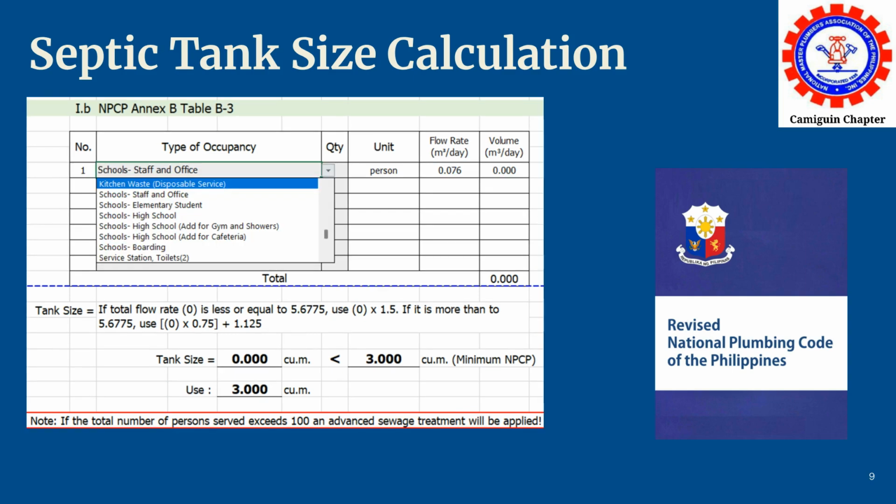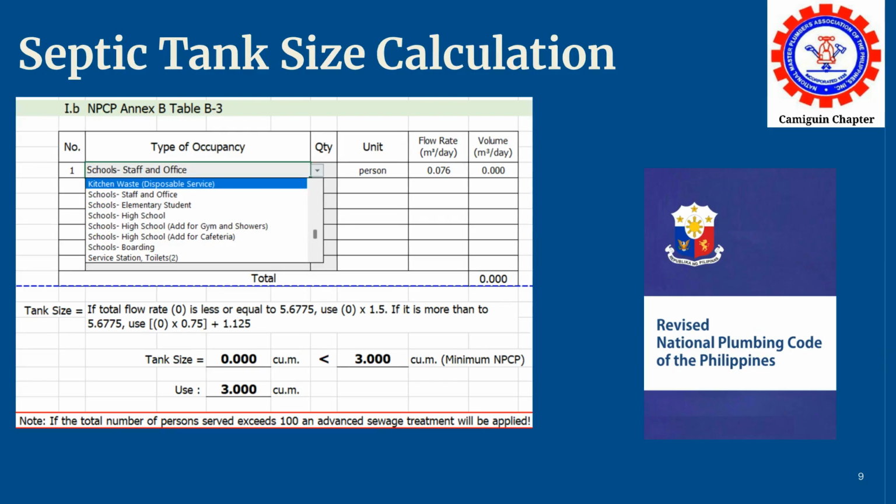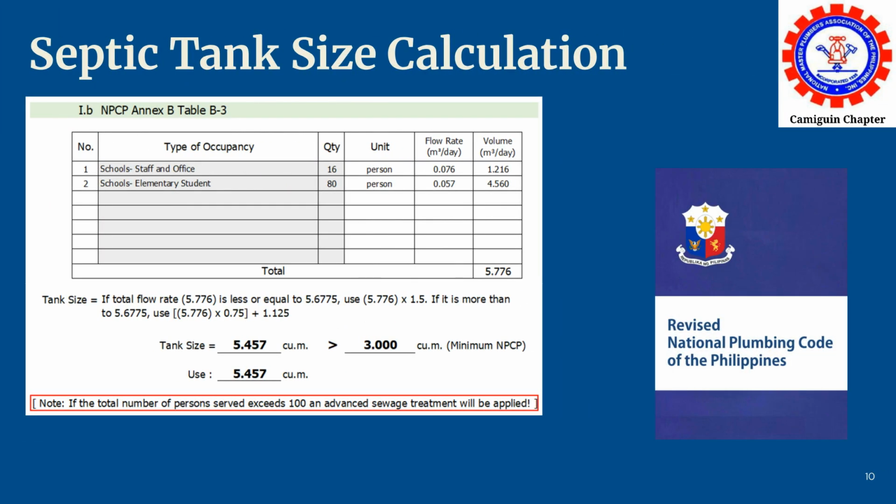By selecting the type of occupancy from the provided list, you can input the quantity of people to determine the flow rate and required volume. When we input 16 staff and 80 students as sample using a design for an elementary school, the total flow rate results in a required tank size of 5.457 cubic meters, which is the value we will use.